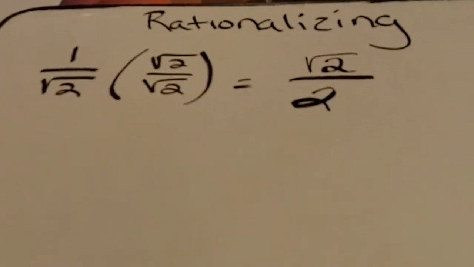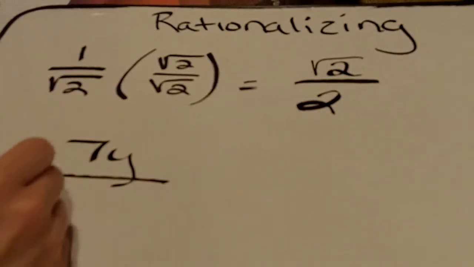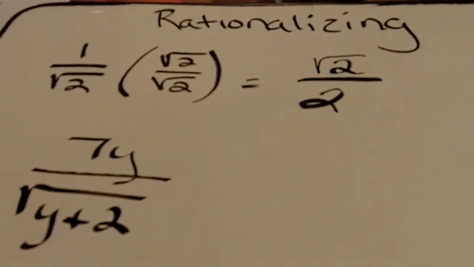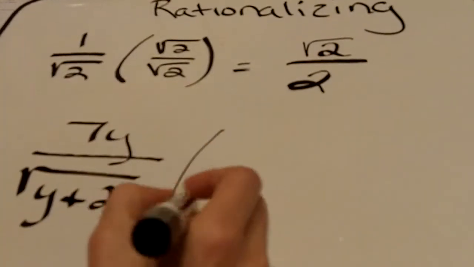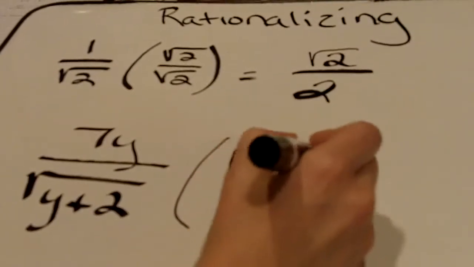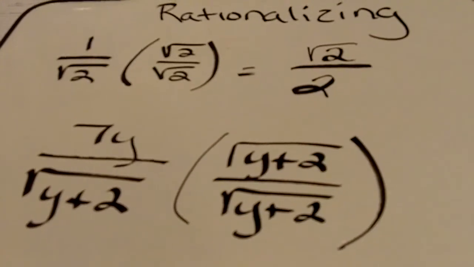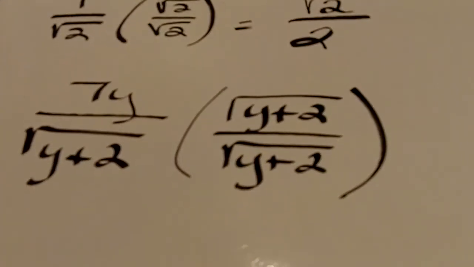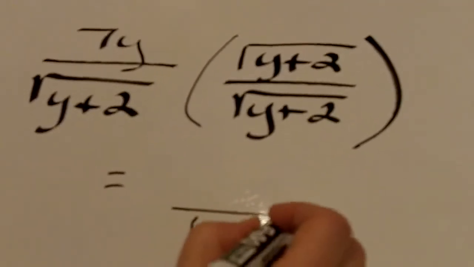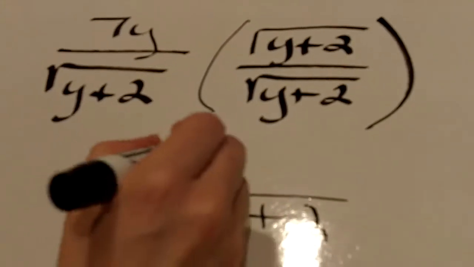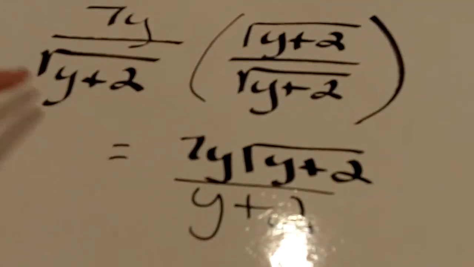What you're going to be doing in your homework are questions that look more like this. Same concept, a little bit different because we got variables, but you would still use that same idea of multiplying by the number 1 in the form of the square root of y plus 2 over the square root of y plus 2. When you multiply your denominator, then it will just become y plus 2, and your numerator, you have 7y times the square root of y plus 2. Rationalized, not rationalized.